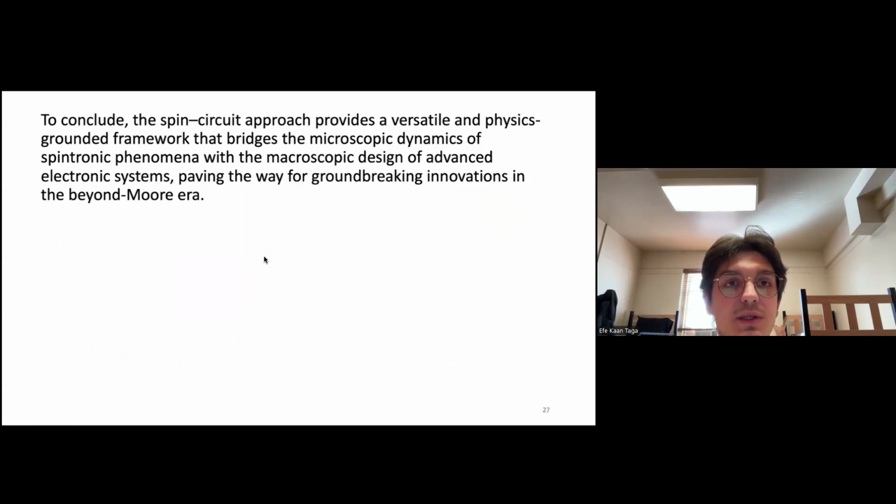To conclude, the spin circuit approach provides a versatile and grounded framework that bridges the microscopic dynamics of spintronic phenomena with the macroscopic design of advanced electronic systems, paving the way for groundbreaking innovations in the beyond Moore era.